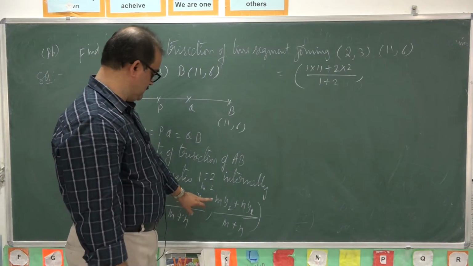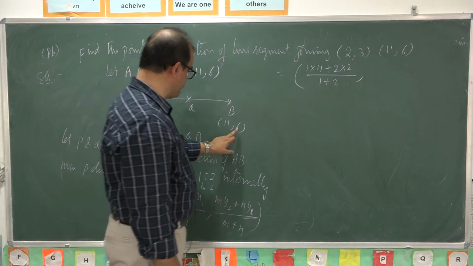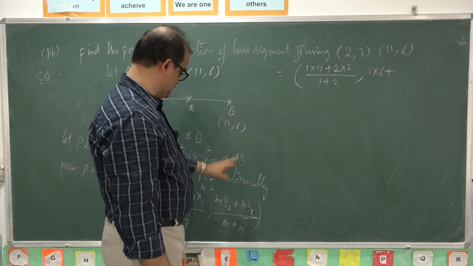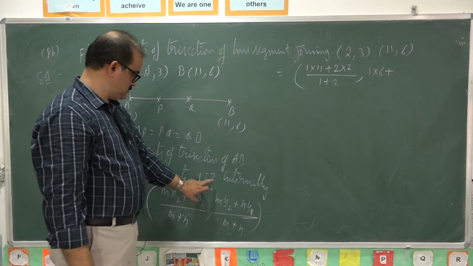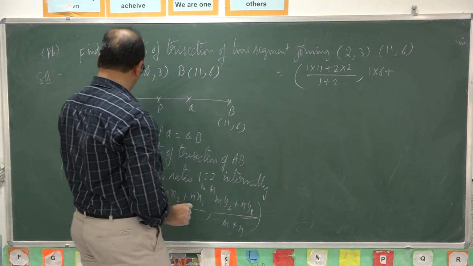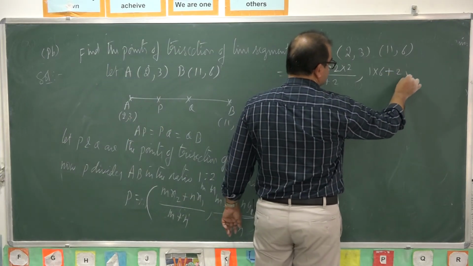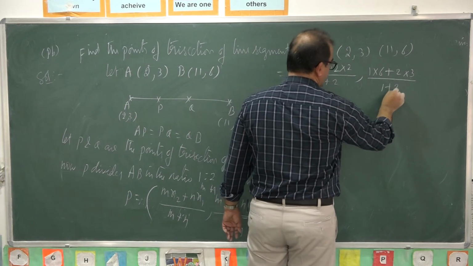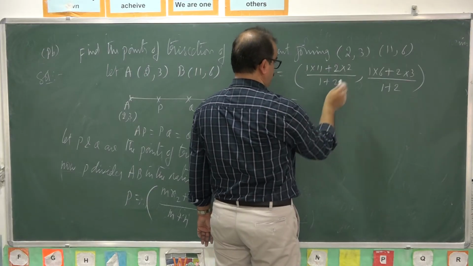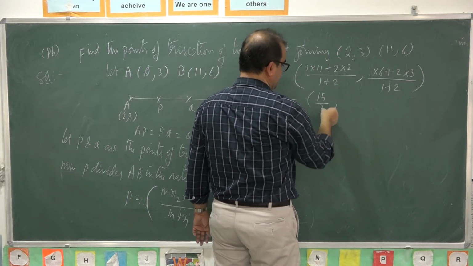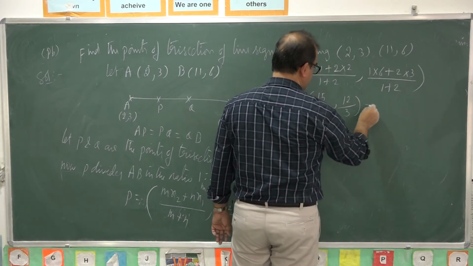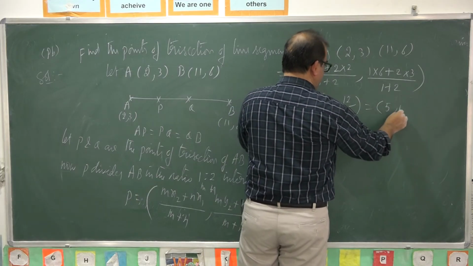Next, the y coordinate: m into y2, 1 into 6, plus n into y1, n is 2, 2 into 3, by m plus n, 1 plus 2. That is 11 plus 4, 15 by 3, and 6 plus 6, 12 by 3. This is (5, 4).